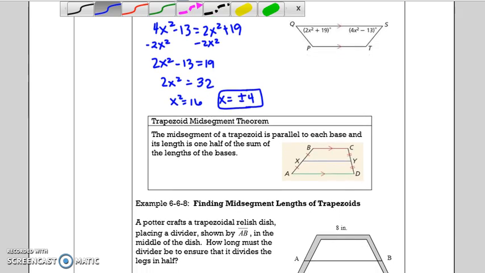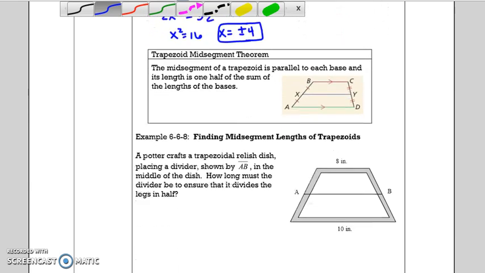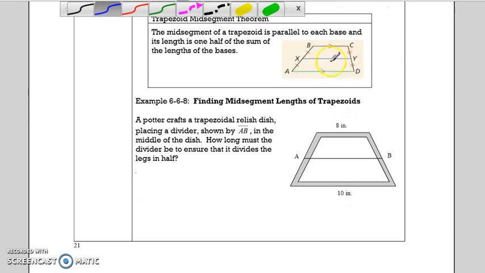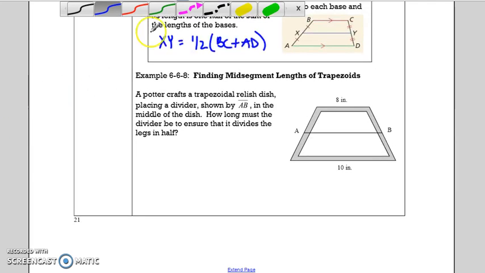So we're going to lastly talk about the mid-segment theorem. So that is when we have the midpoint, and we have a segment through the middle there. So we know that XY is equal to half of the sum of both of those bases, so BC plus AD. When we add up the bases, divide by 2, we get the mid-segment. So we're going to find the mid-segment here. So we're going to add the 8, add the 10, and divide by 2.